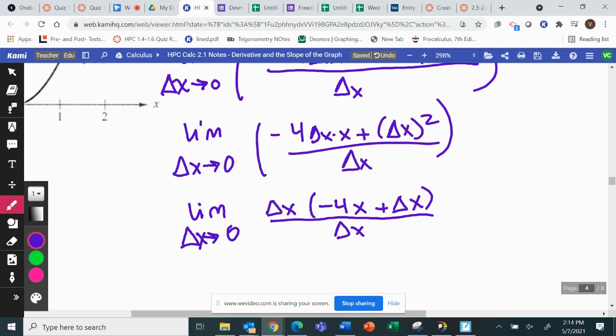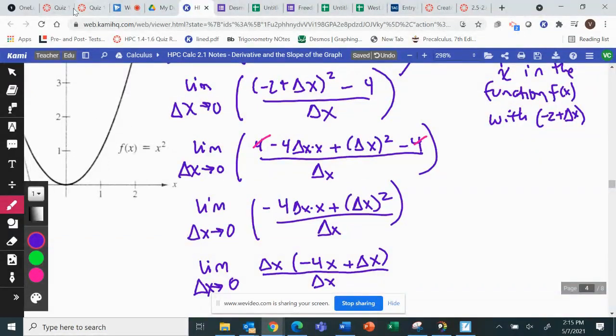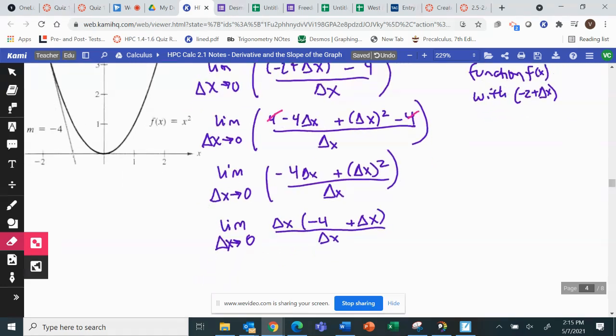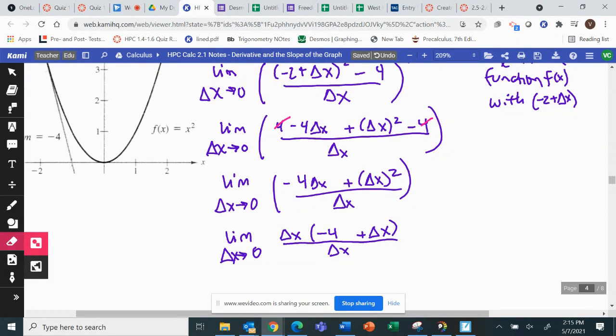I've done something wrong. I have something extra. There shouldn't be an x in the middle. I think I'm thinking of a different example. Sorry. Okay, so factor out that delta x. And then we can cancel it, like Emily said, cancel that.